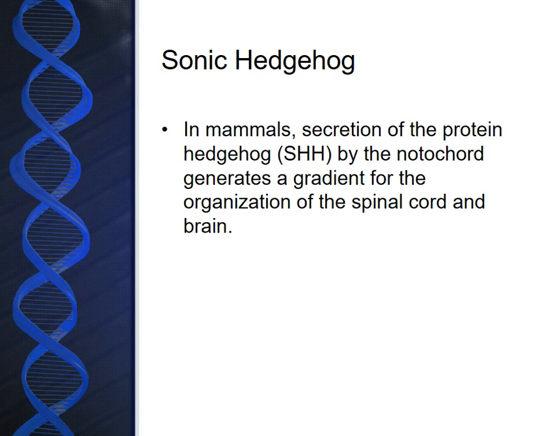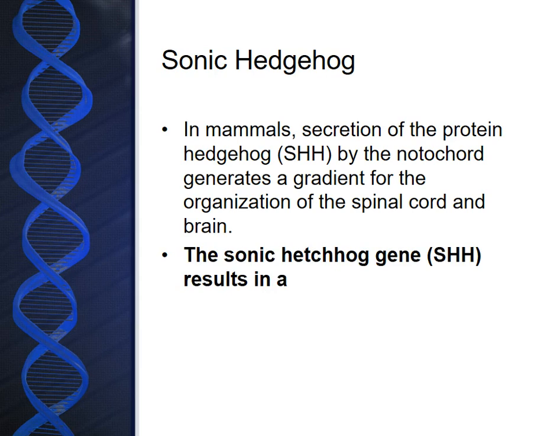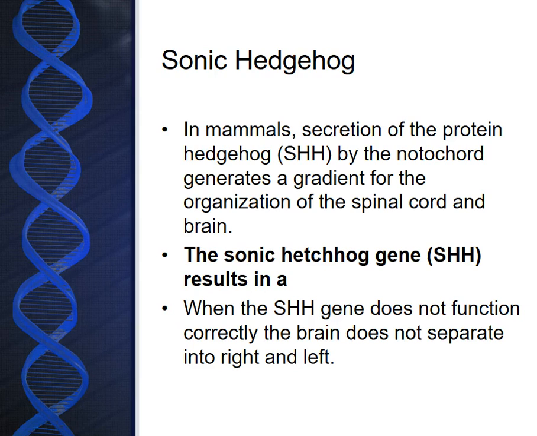The sonic hedgehog is another very important primitive gene. In mammals, the secretion of the protein of the sonic hedgehog, or SHH, by the notochord generates a gradient to organize the spinal cord and brain. Abnormalities of the sonic hedgehog can result in holoprosencephaly.